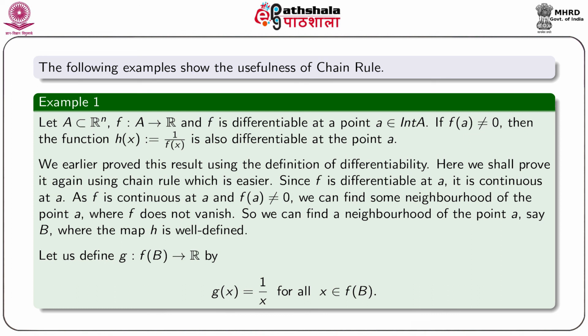Since f is differentiable at a, it is continuous at a. As f is continuous at a and f(a) is not 0, we can find some neighborhood of the point a where f does not vanish. So, we can find a neighborhood of the point a, say set B, where the map h is well defined. So, we define g, a map from f(B) to R, by g(x) equal to 1 by x for all x in f(B). As in B, f never vanishes, the map g is well defined.